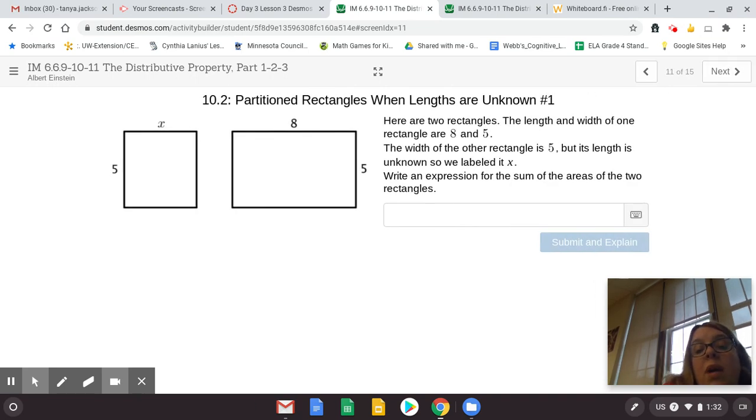So now we have 2 rectangles, and we have this 5 by x rectangle and this 8 by 5 rectangle. The width of one rectangle is 5, but its length is unknown, so we labeled it x. Write an expression for the sum of the 2. And so we would do 5 times x plus 5 times 8.